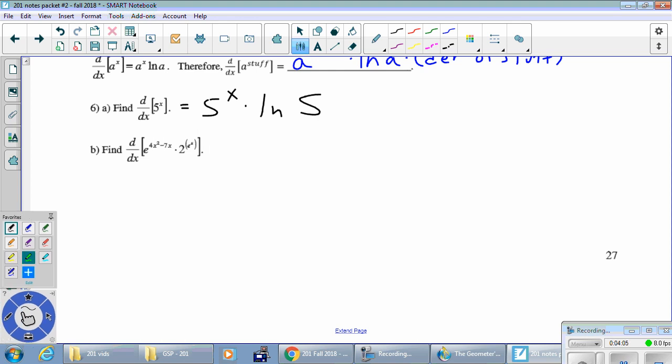Okay, let's try B. It says find the derivative of this more complicated function. So first, fundamentally, I have to figure out which rule we're applying in the beginning. This is a product of two functions of x. Therefore, we use the product rule.